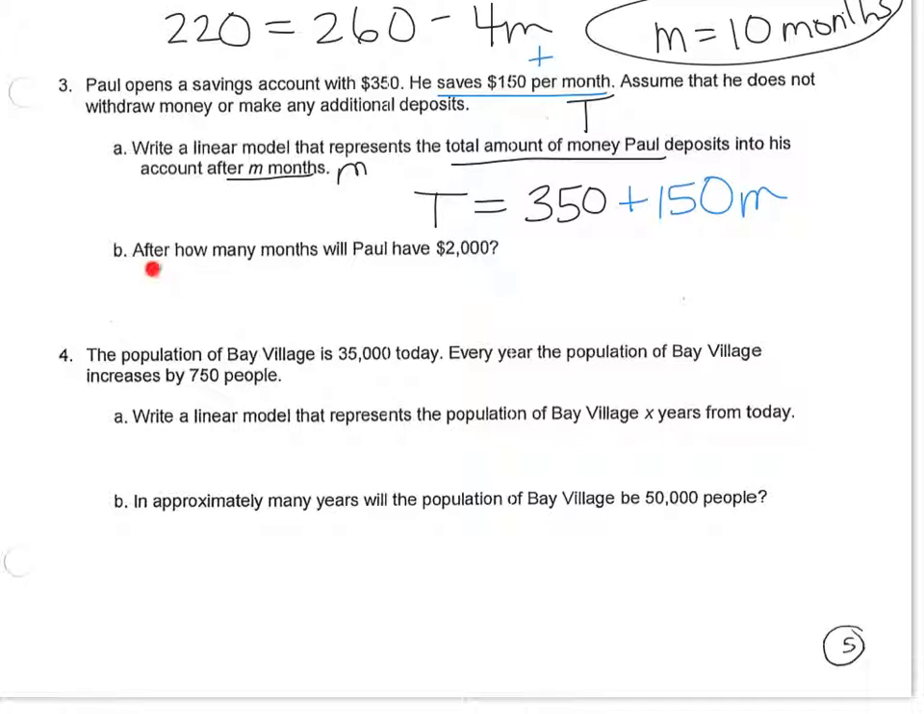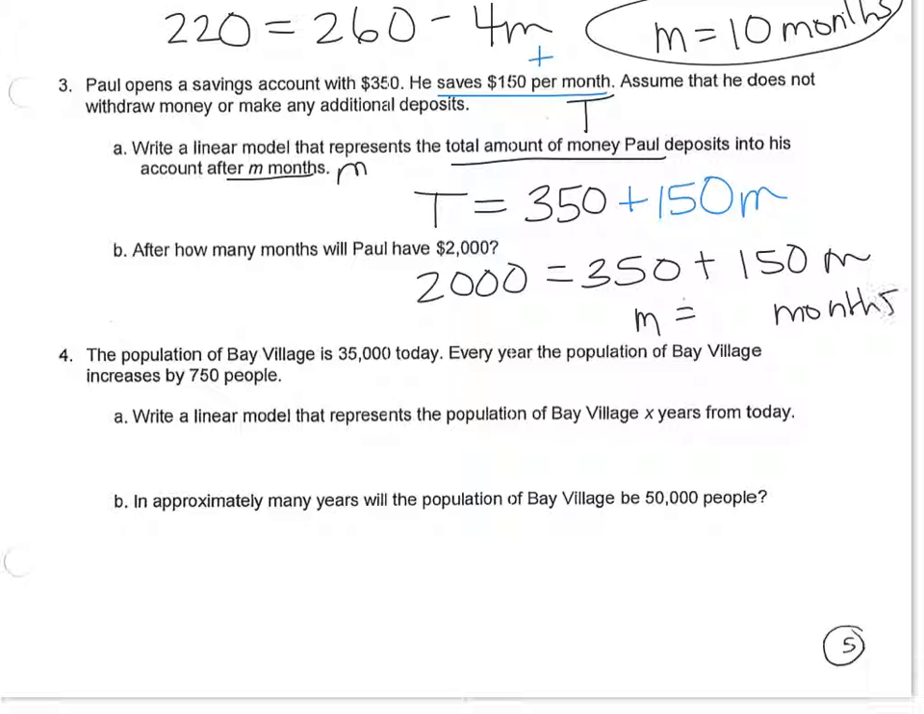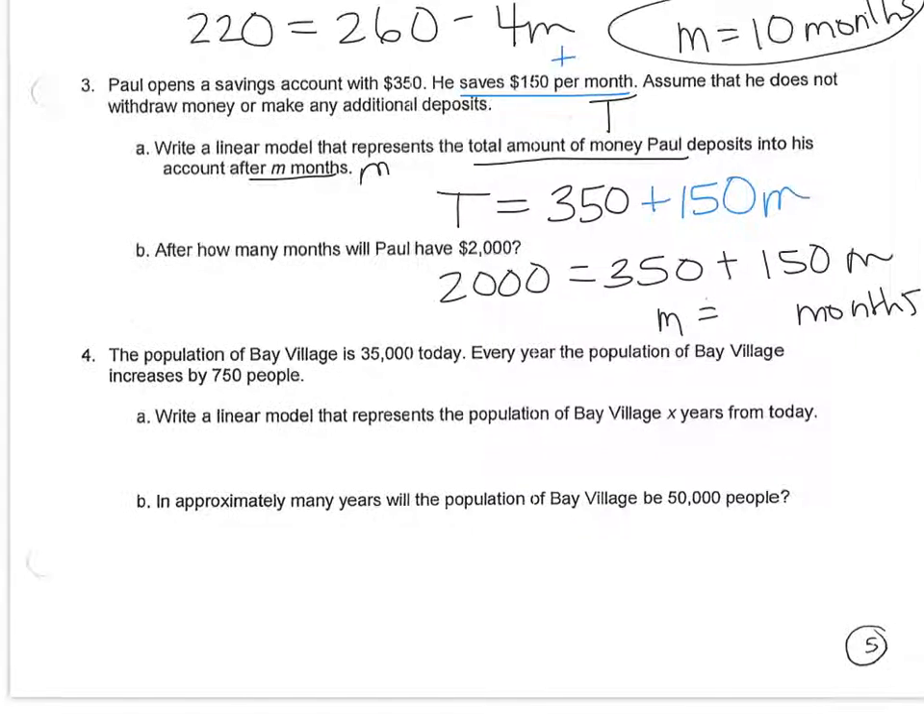Now the next question is, after how many months will Paul have $2,000? So we want to solve for months, and we know his total. So we're going to let 2,000 equal 350 plus 150M, and then we solve for M. Answer in months. I don't have my calculator, but answer in months.